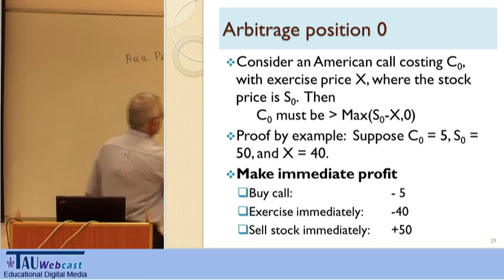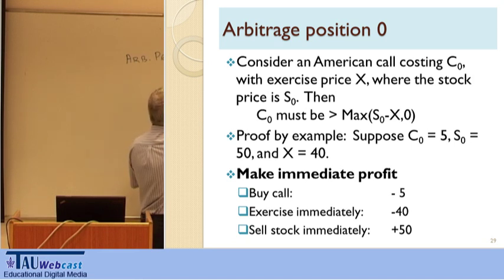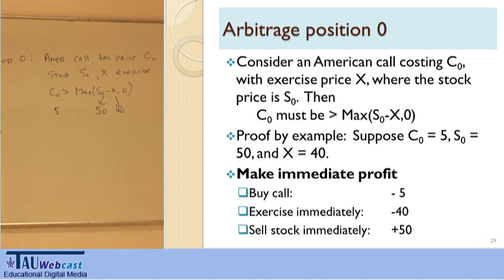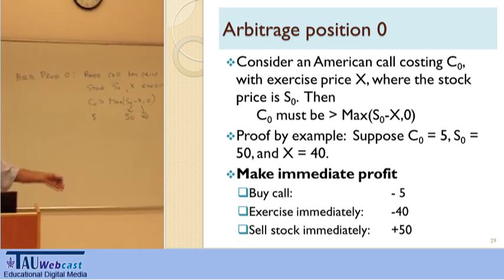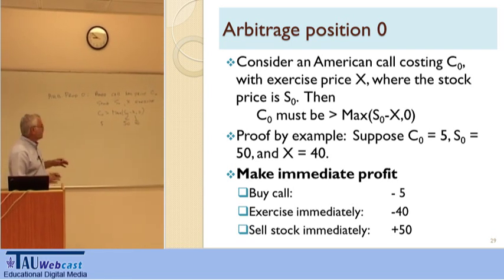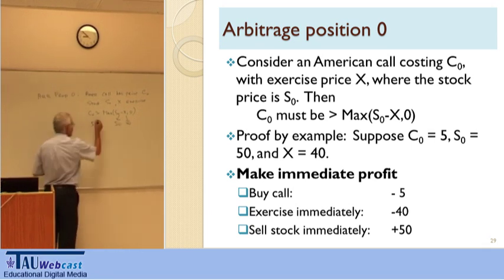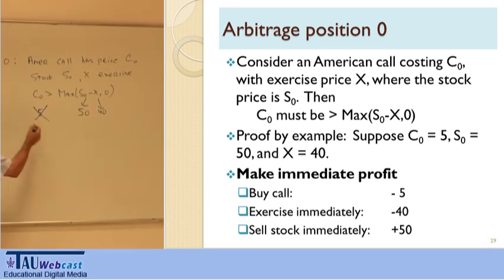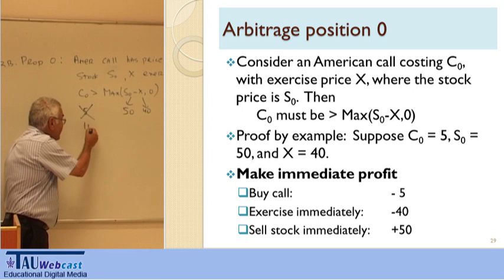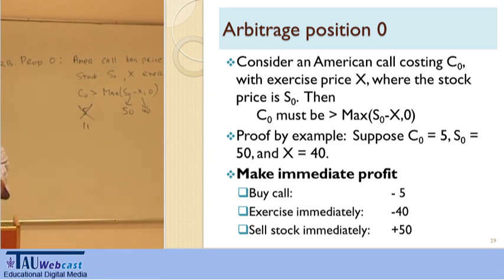Now I can go back to my example. In my example, this is 5, this is 50, and this is 40. What's wrong with that? If it's an American option, then you buy the option, exercise it, you make $10, and you get $5 for nothing. So the first and most primitive thing you can say about an option is, if these are the facts, this price is wrong, it has to be at least a little more than 10. Let's say 11.